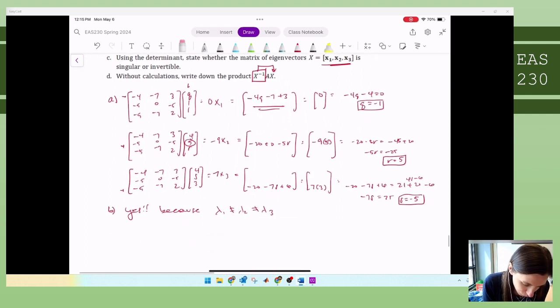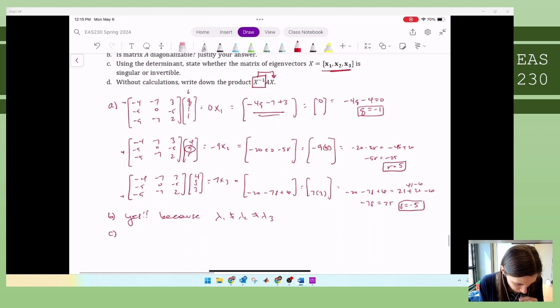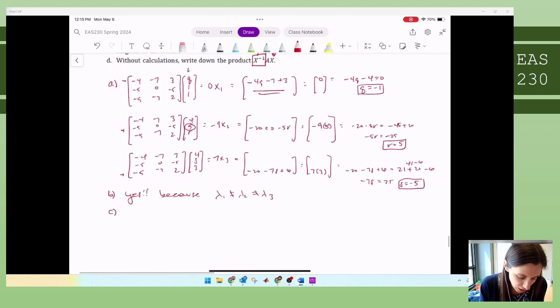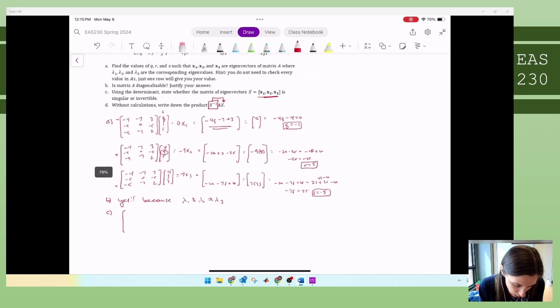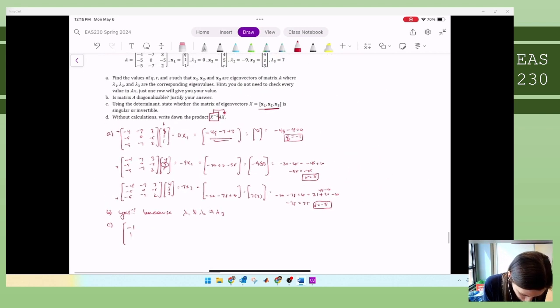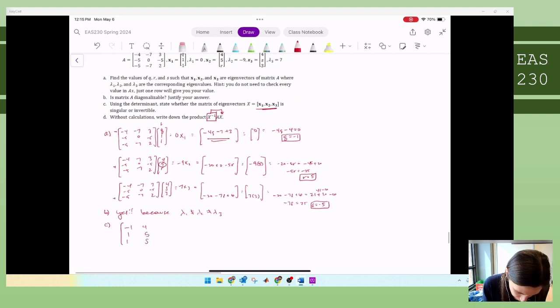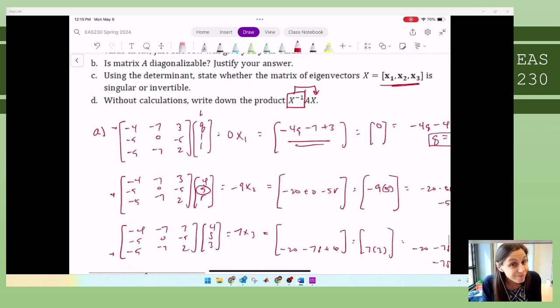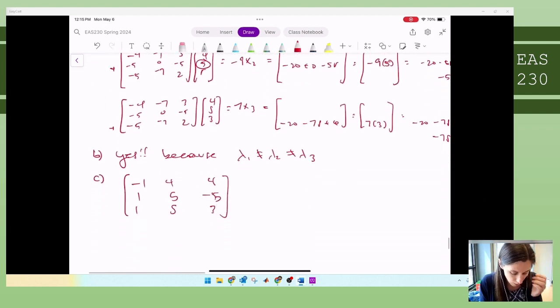So it snowballs on itself. So C, using the determinant, state whether the matrix of eigenvectors is singular or invertible. So I need to go ahead and put my eigenvectors into a matrix. So Q is negative 1, 1, 1. R is 5, 4, 5, 5, and S is negative 5. I need to find the determinant of this. My determinant should be non-zero. So I'll use the shortcut method.